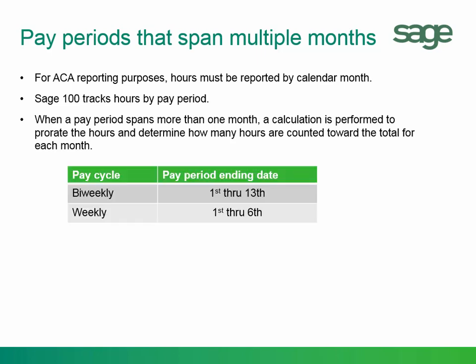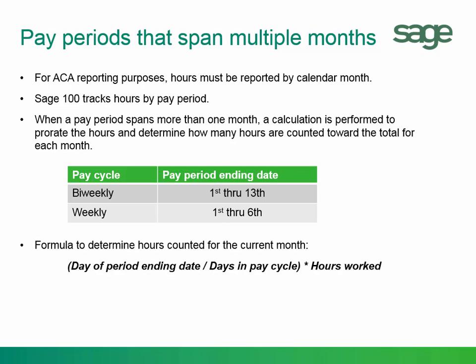For biweekly pay cycles, the calculation will be used if the pay period ends between the 1st through the 13th. For weekly pay cycles, the calculation will be used if the pay period ends between the 1st through the 6th. The formula used to calculate the hours counted for the current month is the day of the period ending date divided by the days in the pay cycle times the hours worked. The remaining hours count toward the previous month's total.